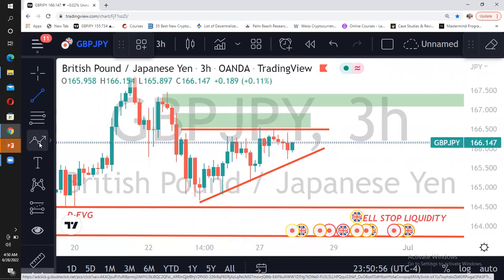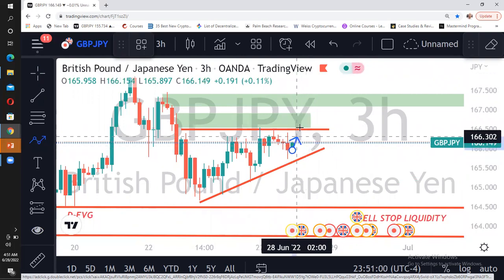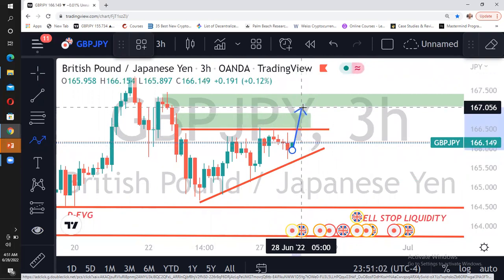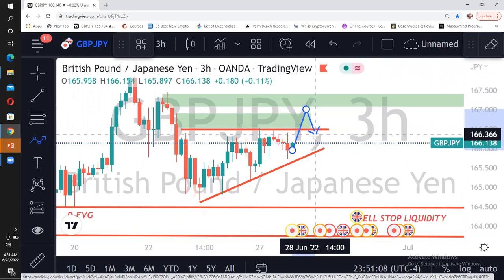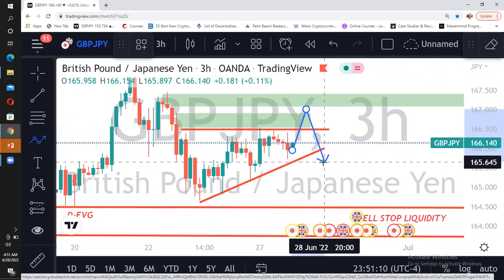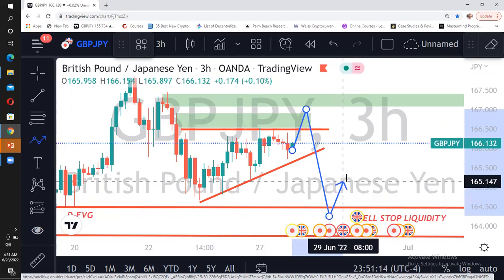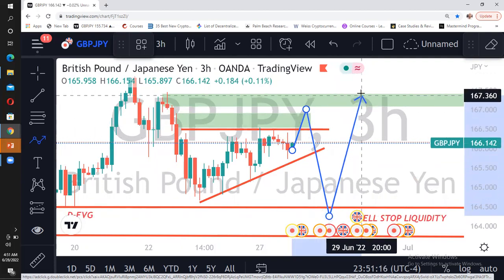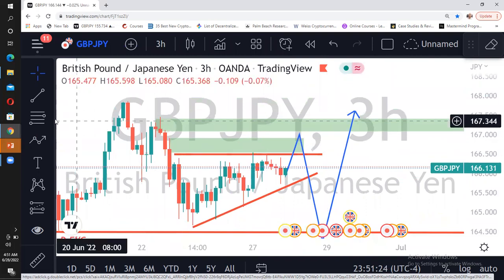So we would like it to do what? To do this up. From between here and here, there's more FVG, trade into this FVG, down. Then up. So this is what we'll be expecting from GPY.